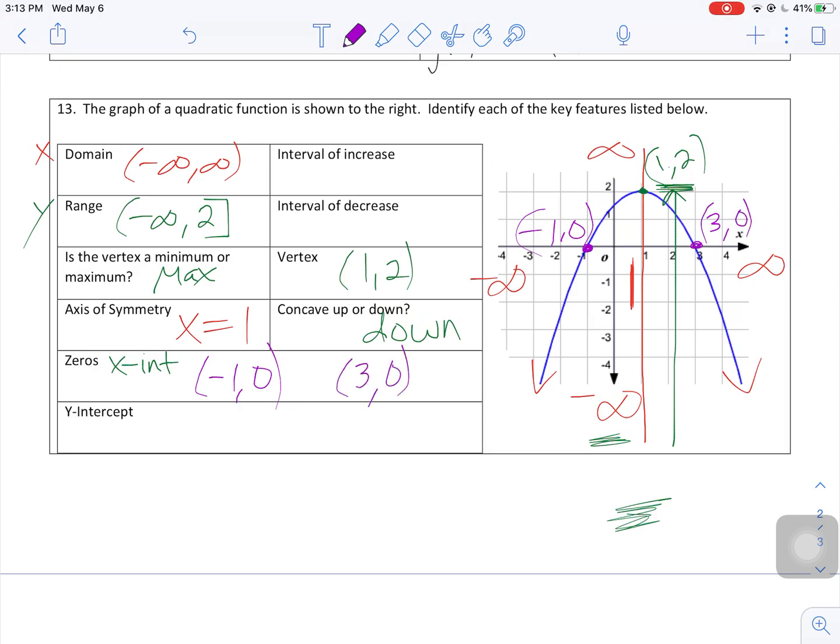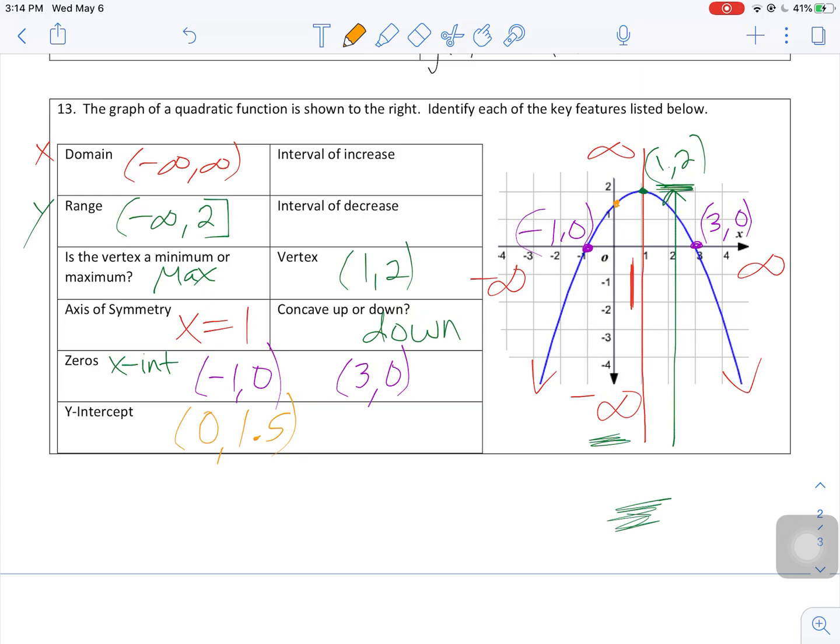And then your y-intercept is where you hit the y-axis. So that happens right about here. We'll just kind of eyeball that, say that's about 1.5. So 0, 1.5. We always want to write our intercepts as ordered pairs. And then I skipped interval of increase and decrease just because it's kind of tricky. I like to save it for the end.